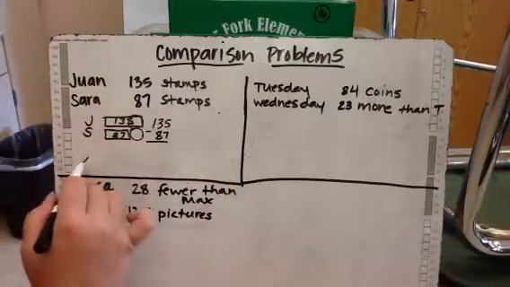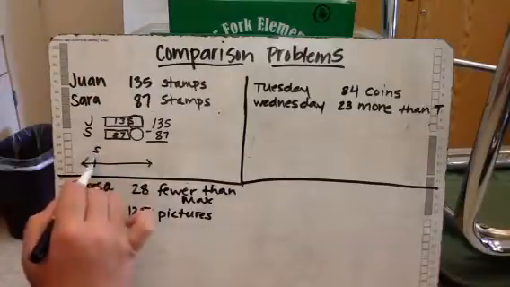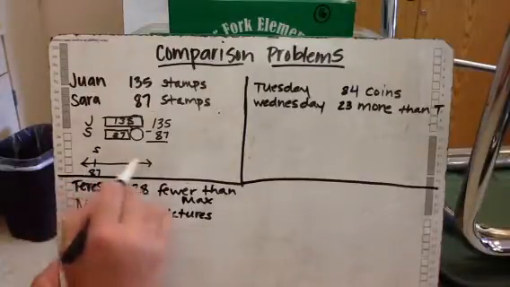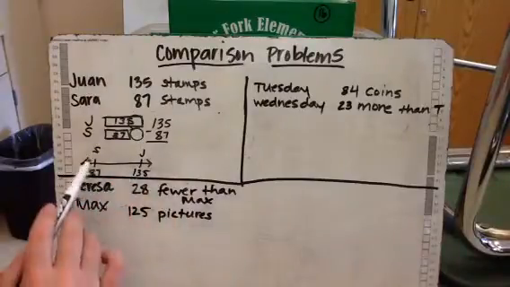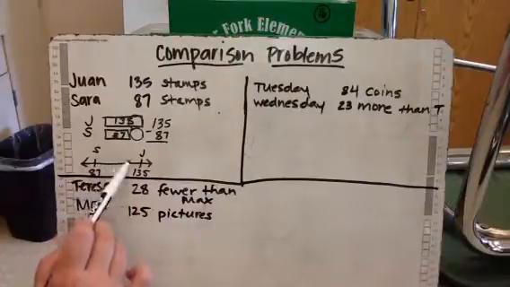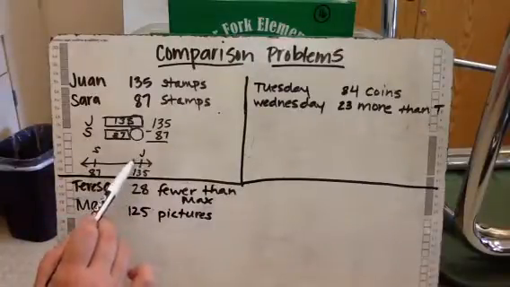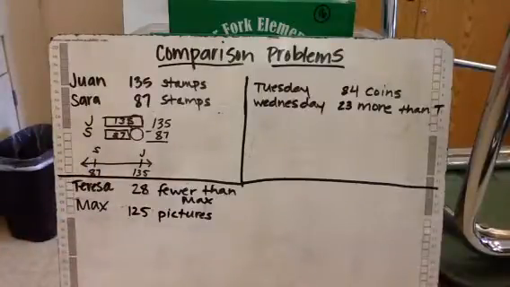I can also visualize it kind of like this, thinking here's Sarah over here with her 87 stamps, and here's Juan over here with his 135 stamps. And I'm trying to figure out the difference in between them. How much more would Sarah need to get to be equal to Juan? How much would Juan need to give up to be equal to Sarah? So really you could use addition or subtraction in this problem. So I'm going to go ahead and use subtraction though, because I know I'm finding the difference, and I like to use subtraction when I use the difference.